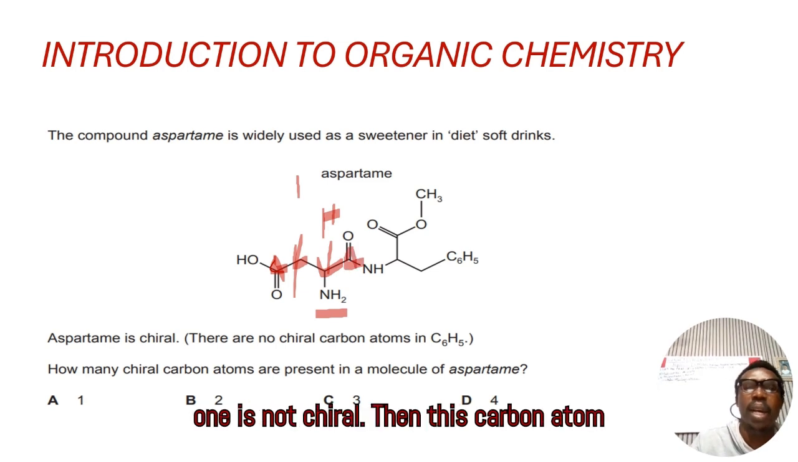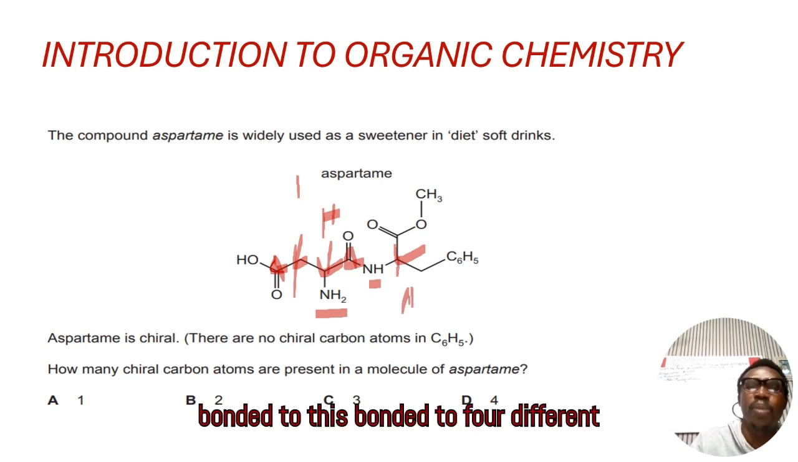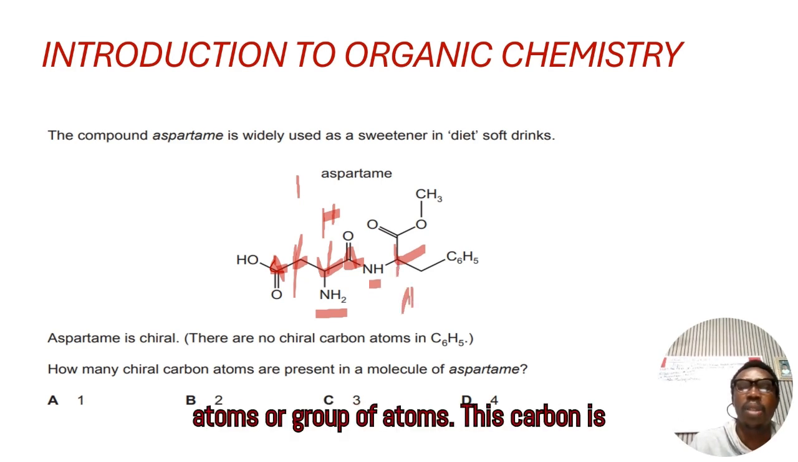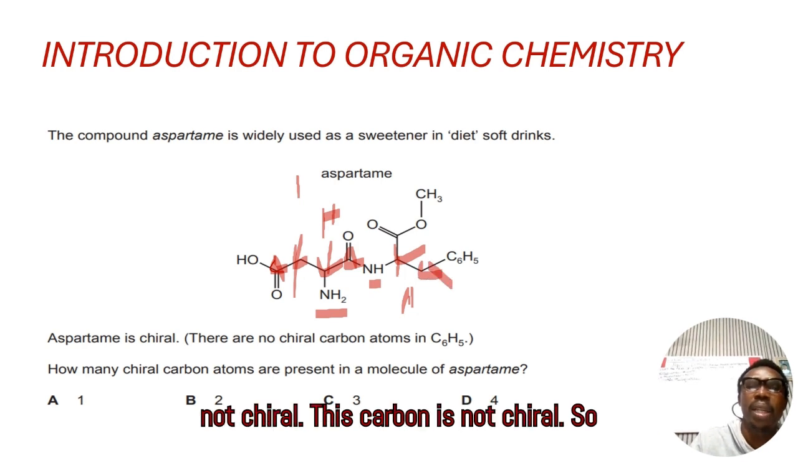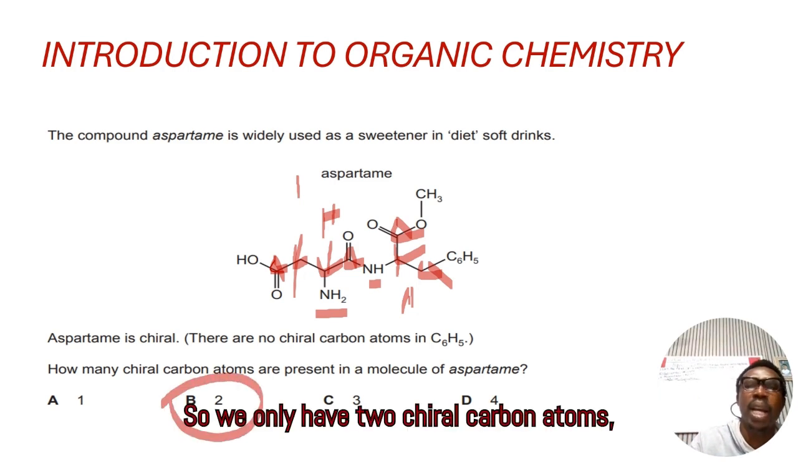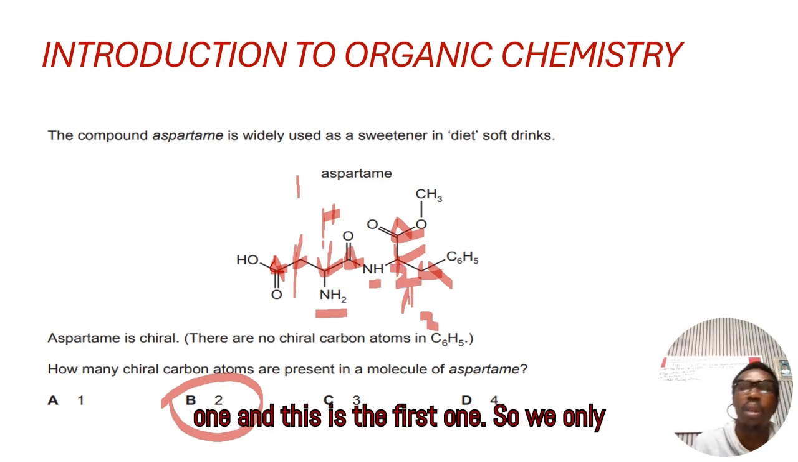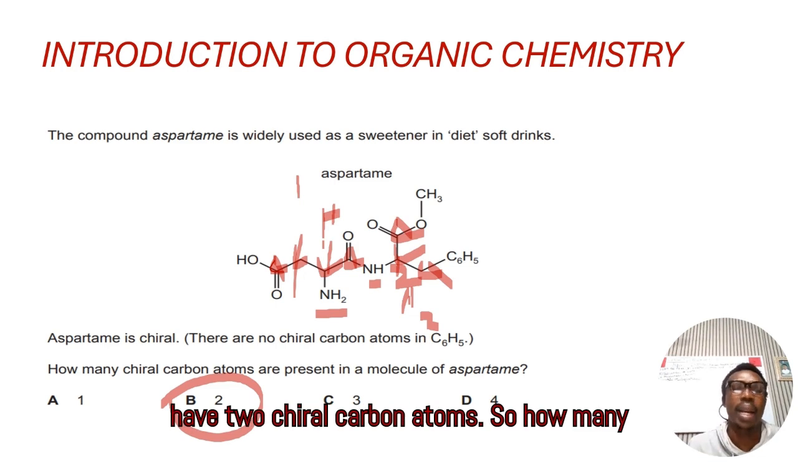This one is not chiral. Then this carbon atom is chiral. It's bonded to H here, and it's bonded to this, so 4 different atoms or groups of atoms. This carbon is not chiral. This carbon is not chiral. So the answer to this question is 2. We only have 2 chiral carbon atoms, which is 1 and 2. This is the second one and this is the first one. So we only have 2 chiral carbon atoms.